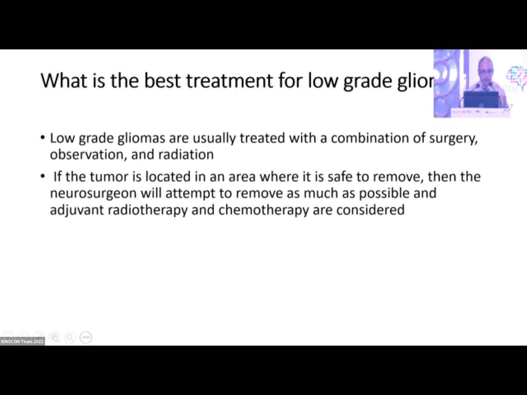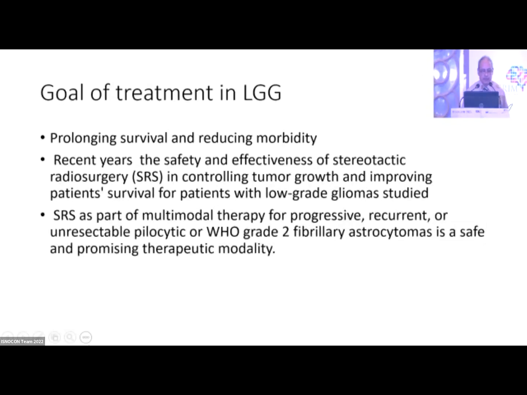I'll quickly go through glioma, another very hot area and very debatable area for radiosurgery. Low-grade gliomas are usually treated with a combination of surgery, observation, or radiation. But if the tumor is located where it is safe to remove, that's the best treatment still I would advocate, because that gives a long-term better outcome and cure and avoidance of recurrence, if you can remove it completely. So the goal in low-grade glioma is to prolong the survival and reduce the morbidity. So surgically, if you remove, that's fine.